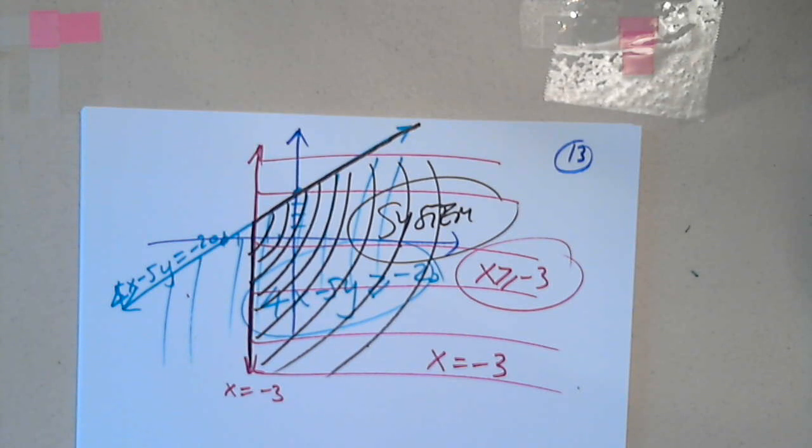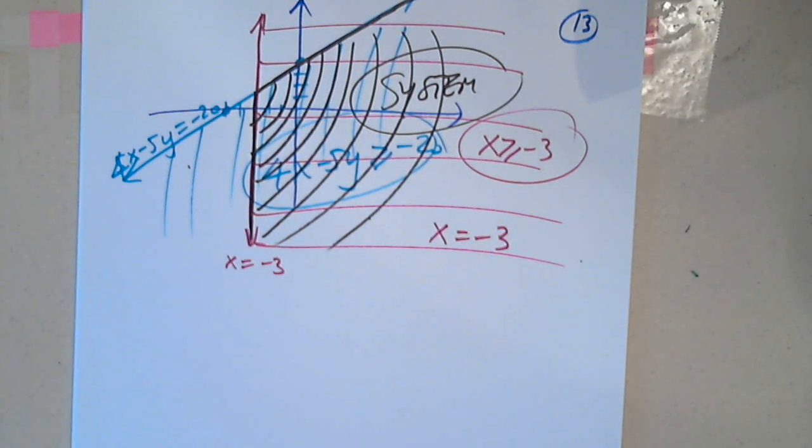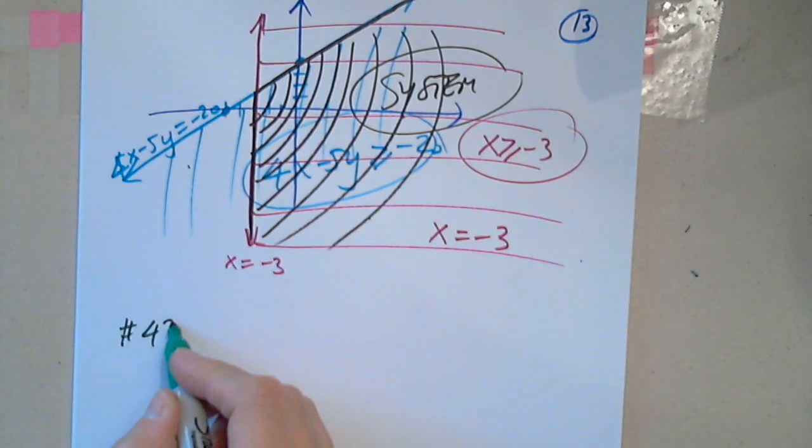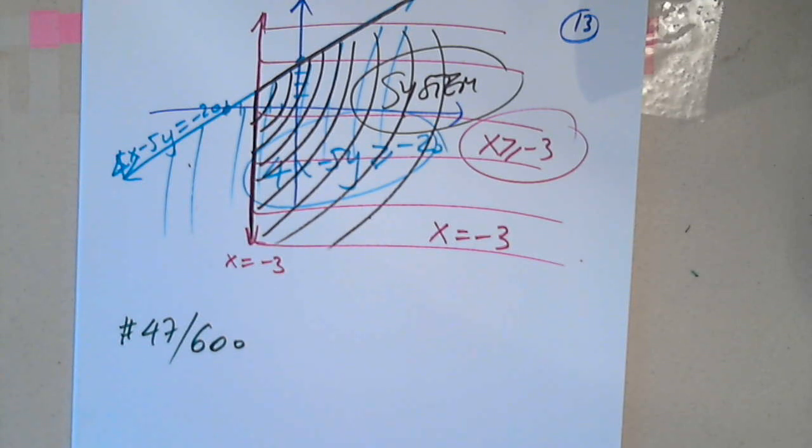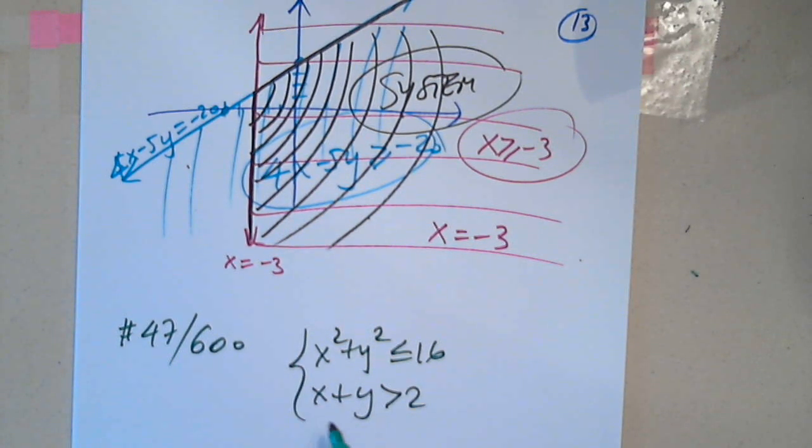Any questions? Let's look at 47 on same page. And this is it. This is the end of chapter 5. Okay, we have x squared plus y squared less than or equal to 16, and x plus y greater than 2.